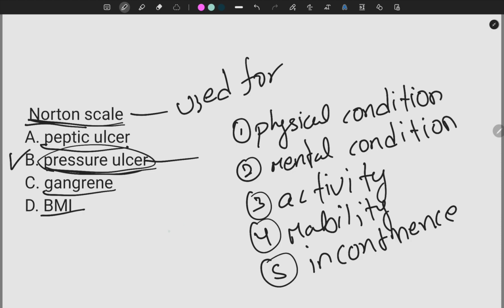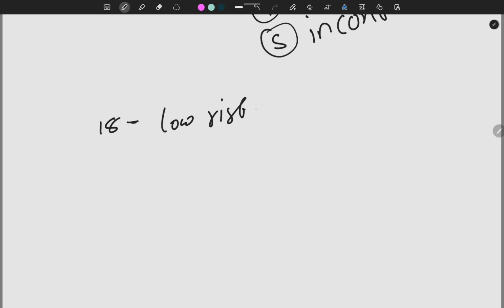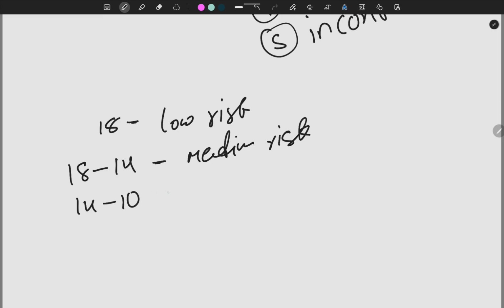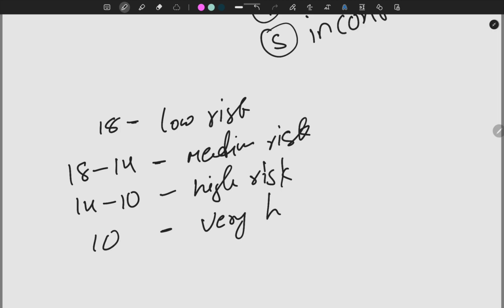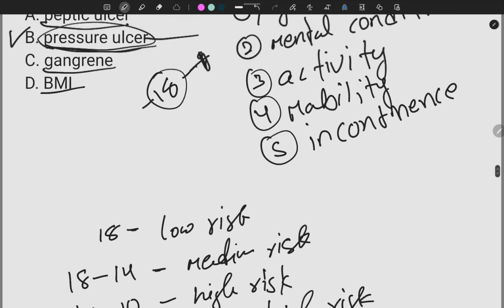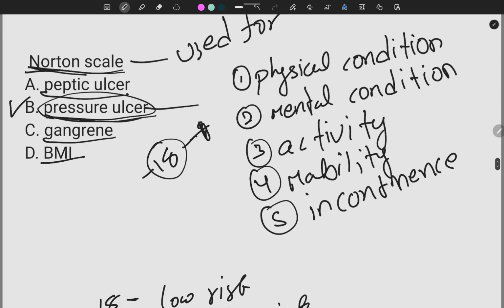So it has scoring. If the person has a score greater than 18, the patient has low risk. So I will write here. When the person gets 18, it is low risk, and if the patient gets 18 to 14, it is medium risk, and 14 to 10, high risk, and finally below 10, this is very high risk. So these are the components in the Norton scale. So the Norton scale is used to assess pressure ulcer.